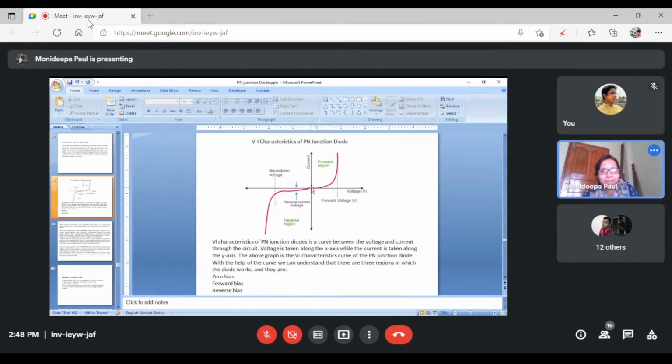There is no current. But at room temperature, in a pure semiconductor, some covalent bonds break. I have already discussed this. So there are some electrons and holes. These electrons go to the outer circuit and constitute a current. Due to this reason, we get a minimal amount of current in this portion.